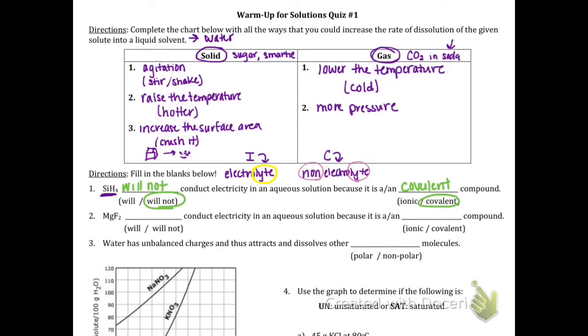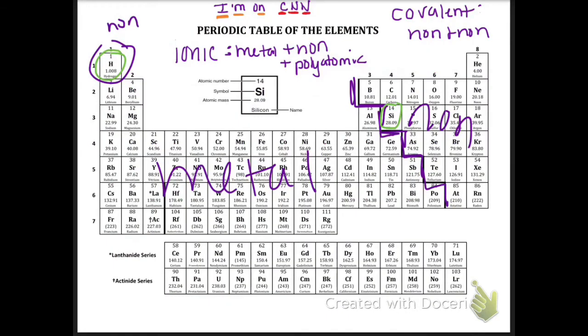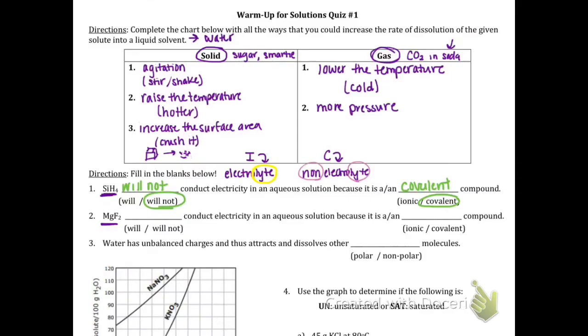The next compound is magnesium fluoride, magnesium and fluorine. Let's find them on this chart. Magnesium is here. It's a metal. Fluorine is here. It's a nonmetal. Anytime you have a metal of some kind, you know it's ionic. So you know it's an ionic compound. And ionic compounds, if you look here, are electrolytes, so they will light up.